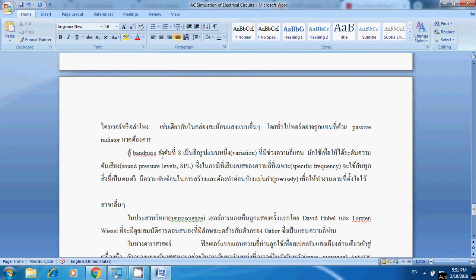The bandpass box for the eighth order is another variation that has a narrow bandwidth, often used to get a high sound pressure level, or SPL for short, in the case of a specific bass frequency, or applied to any kind of music. It is complicated to design and has to be precisely designed to work as intended.